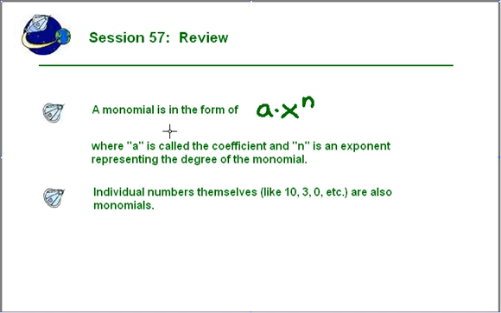So quickly, a monomial is in the form of a times x to the n, where a is called the coefficient, and n is an exponent, which also represents the degree of the monomial itself. And once again, the degree is important when you're trying to add or subtract monomials, because you have to have monomials of the same degree before you can add or subtract them together. And then lastly, individual numbers themselves, like 10, 3, 0, a million, etc., are also called monomials. Okay then, that finishes up session 57.